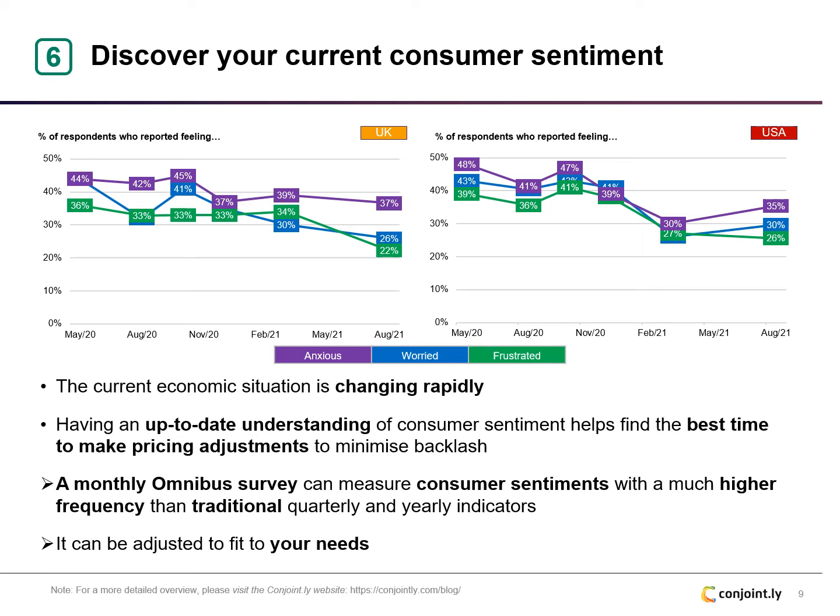A great way to do this is by joining the monthly Omnibus survey to have a clear measure of how consumer sentiments and attitudes change over time. It can even be adjusted to fit your personal needs by adding custom elements such as Likert scales, monadics, multiple choice, or open-ended questions.